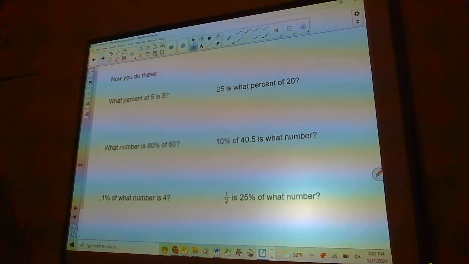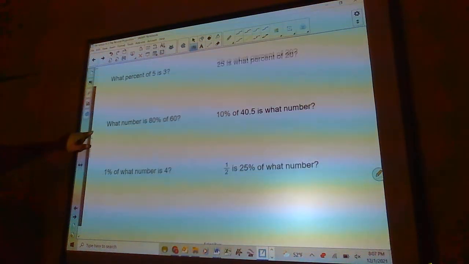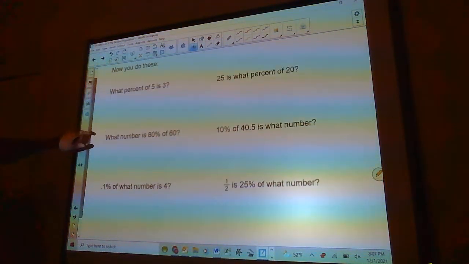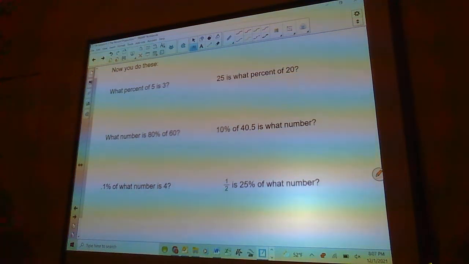Okay, you're going to get to do these. There's actually 6 of them right here. Okay, so I want you to pause the video. I want you to solve all 6 of these problems, and then jump back on and see how you did.